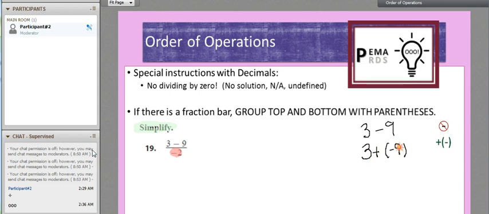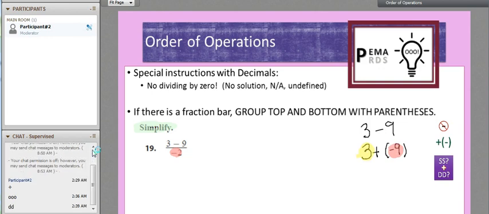Now I go in and get my addition rules, SS or DD. Are these the same sign or are they different signs? I see a negative, I see a positive. They are different signs, DD. That means I'm going to subtract the absolute values.